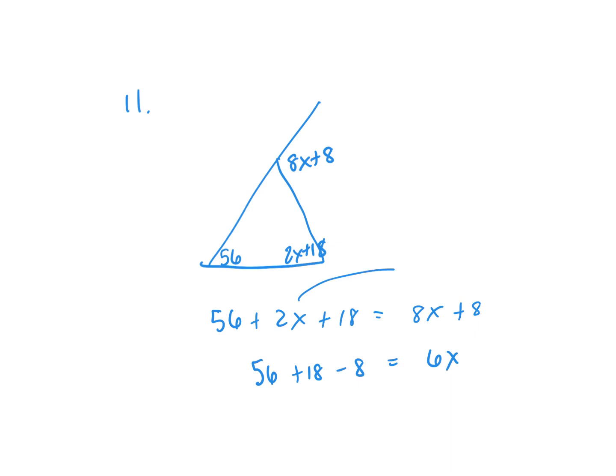Does everybody see what I did? I just subtracted 2x from him and subtracted 8 on the other side. Well, that's going to be 66 equals 6x, so x equals 11.